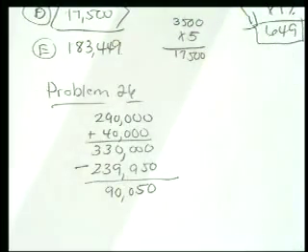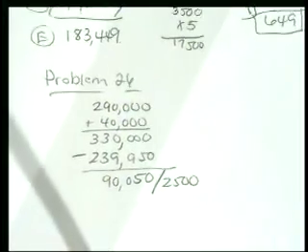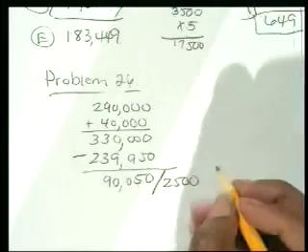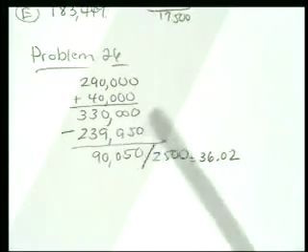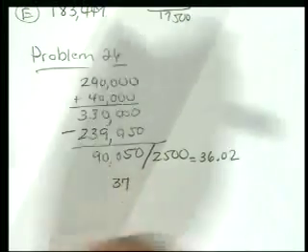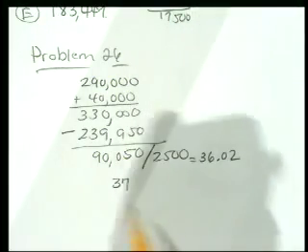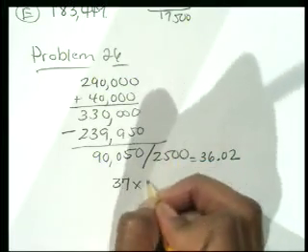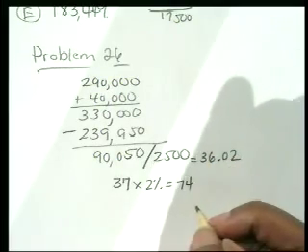If we go back and look at our calculations, we want to take that number and divide it by 2,500, and then we get 36.02. The IRS has us round up, no matter what that number is. So we're going to round 36.02 up to 37, and multiply it times 2%. That gives us 74.